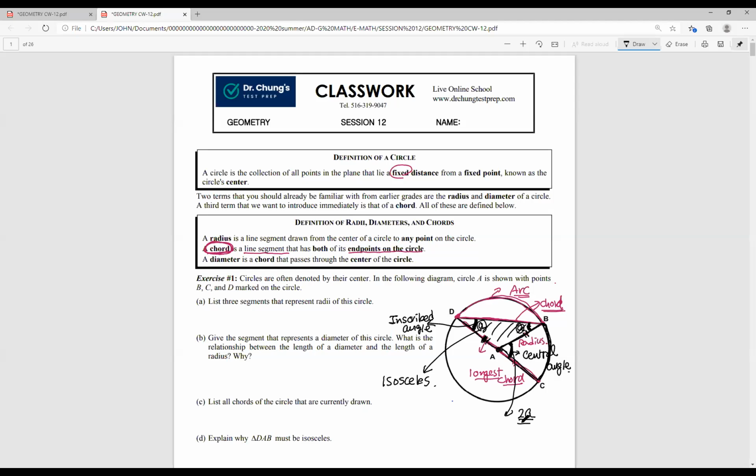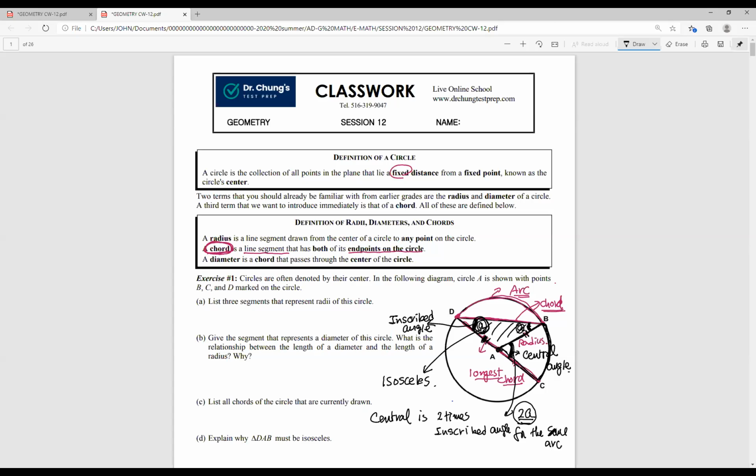Can you find something on here? Inscribed angle and center angle. What's the difference? This center angle is always twice of what? Inscribed angle, right? So you can say center angle is 2 times inscribed angle, for the same arc, right?